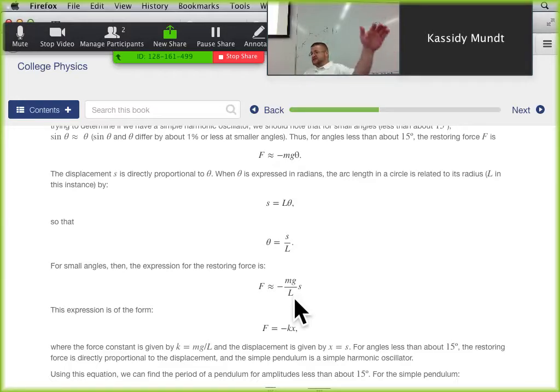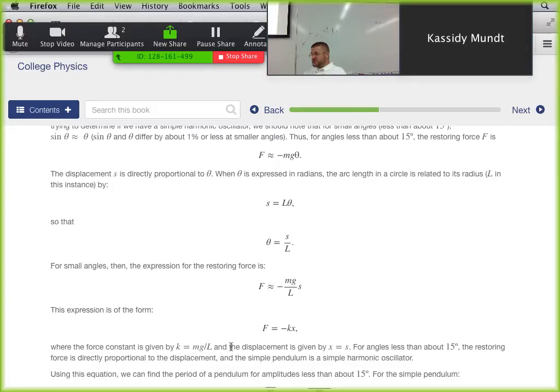So the distance along the path that we travel divided by the length of the string times m times g is the restoring force. And it is also 3 constants multiplied by a distance. M times g over L are all constants for our pendulum, right? And S is a distance. So this looks like Hooke's law.